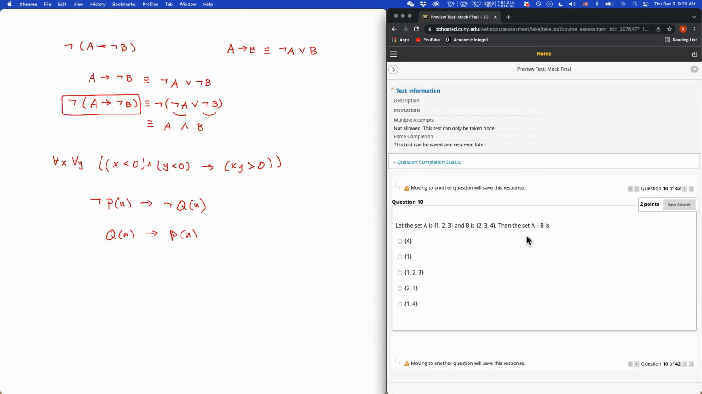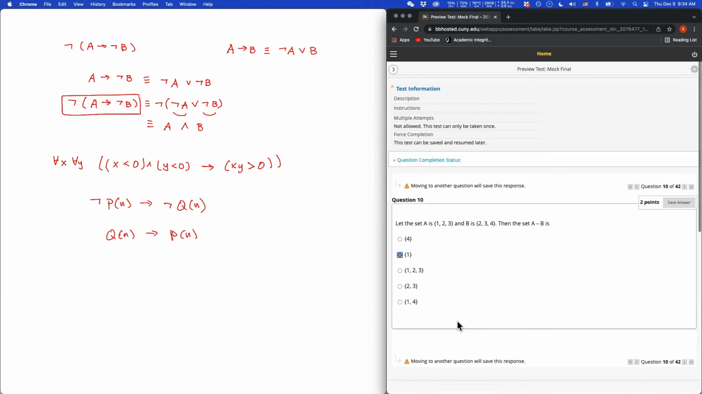Okay, here we want to find the set A minus B. So A minus B means an element that's in A, but that's not in B. If you look for the element that's in A but not in B, 1 is not in B, but it's in A, 2 is in B, 3 is in B. So your set will just be the set containing 1.